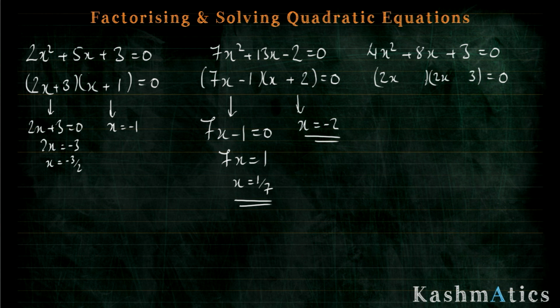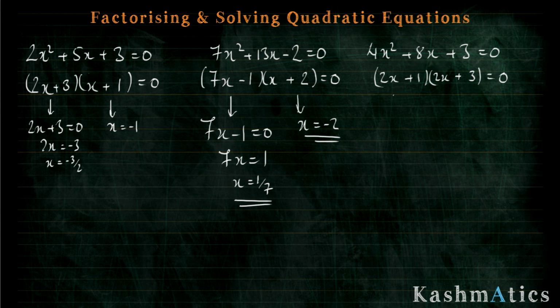I need a 3 and a 1. Now this time it doesn't matter which bracket it goes into, because they both start with a 2x. Okay, so I don't need to worry about that. But let's just check. That gives me a 6x. That gives me a 2x. With a 6x and a 2x, I can make 8x, and they both need to be positive. Okay, so that's that factorized now.